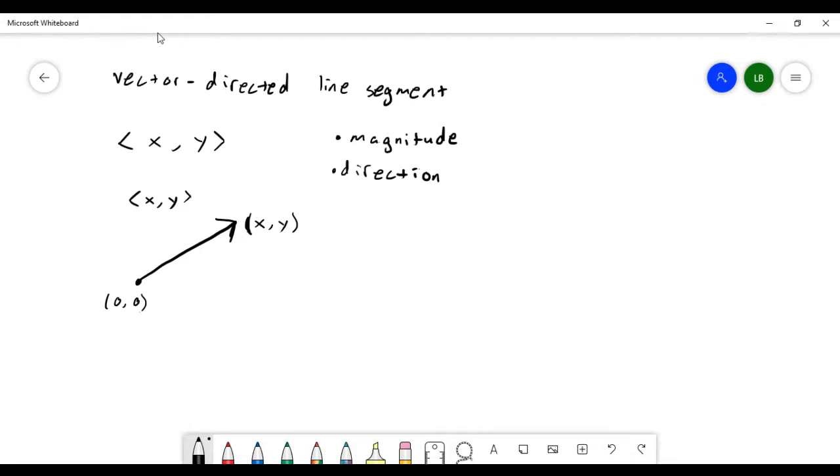If we want to define the magnitude, we can, of course, use the Pythagorean theorem to say the magnitude or length of the vector, which we write like this. So if v is our vector, we denote it using the double bars on each side. We could say that the magnitude is the x-coordinate squared plus the y-coordinate squared, and then we take the square root of that, just like the Pythagorean theorem tells us to.